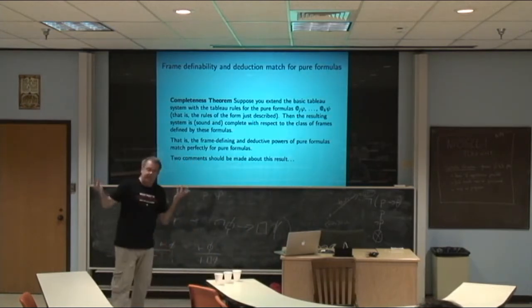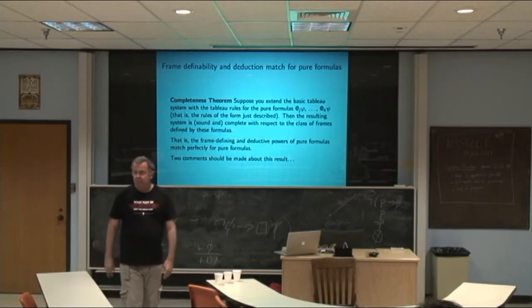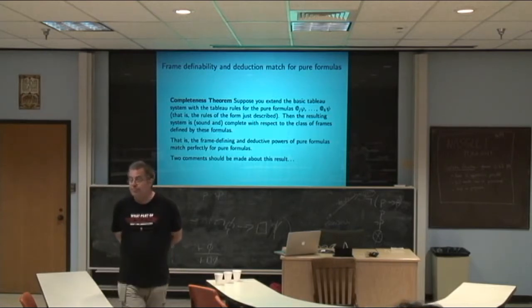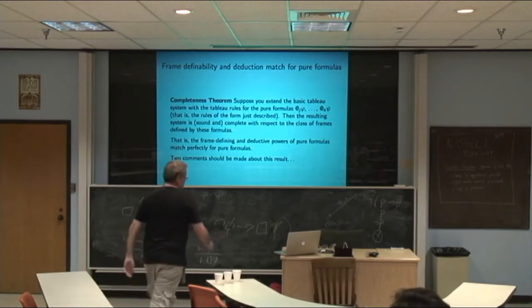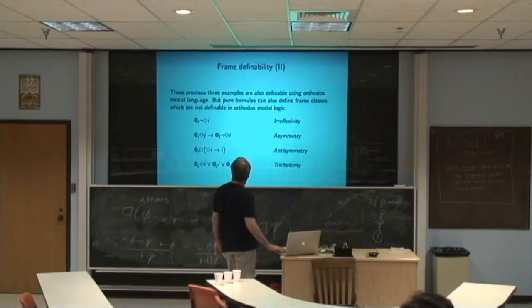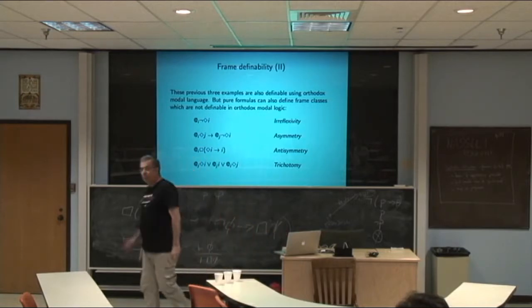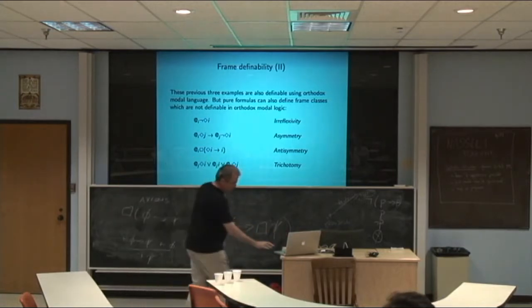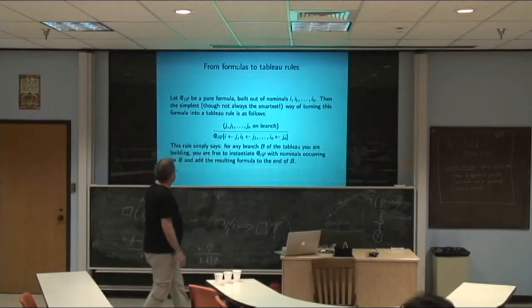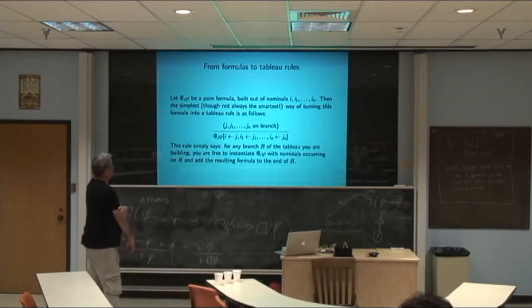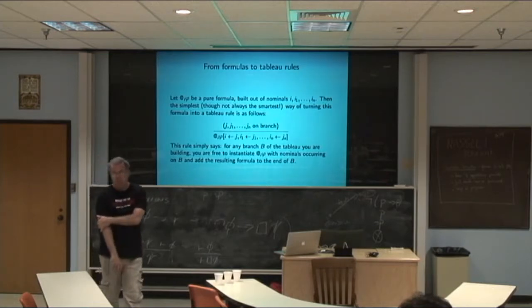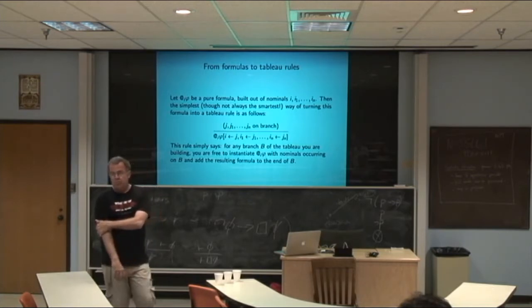Yes. About the previous slide. Which previous slide? Okay. So for any branch, you're free to instantiate. No, just the next one. In a branch, you're free to instantiate a formula with the nominals occurring on it. What if the formula said something which presupposed there was only a certain number of entities in the world, but you already had more names on that branch?